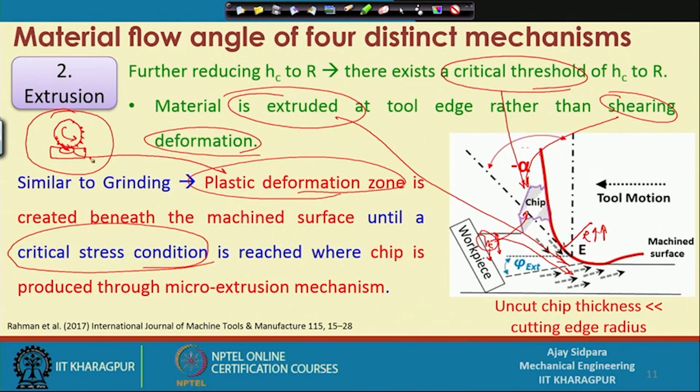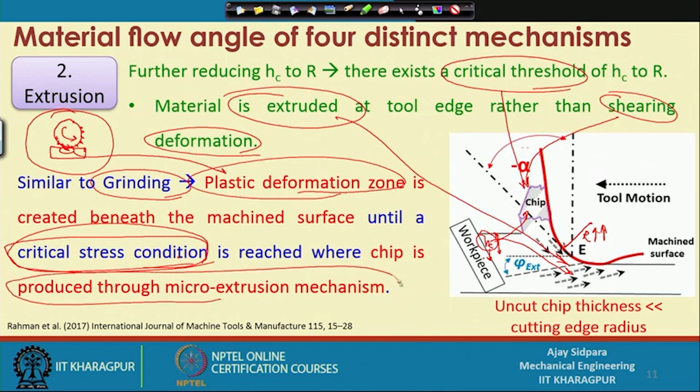Here also, our depth of cut is very small compared to the machining processes, as in grinding, and similarly in micro machining our depth of cut is small. So, it is not a bad idea to understand this extrusion phenomenon in the form of a grinding process. It continuously deforms the material, and then it will reach a particular critical stress condition. Once it crosses this condition, at that time a chip is produced through the micro mechanism.